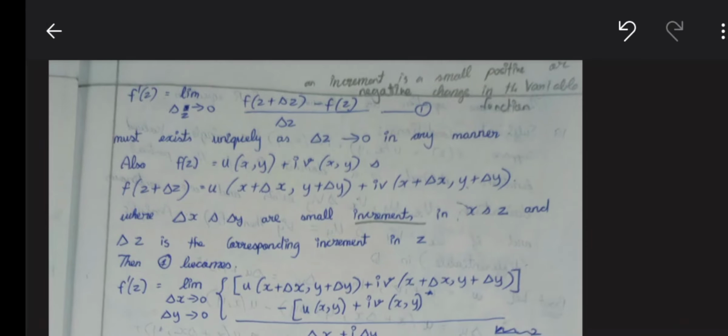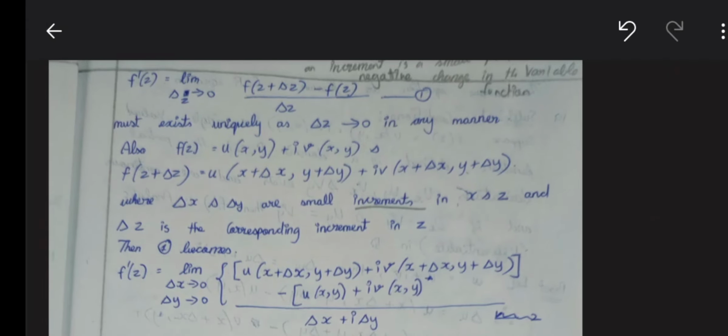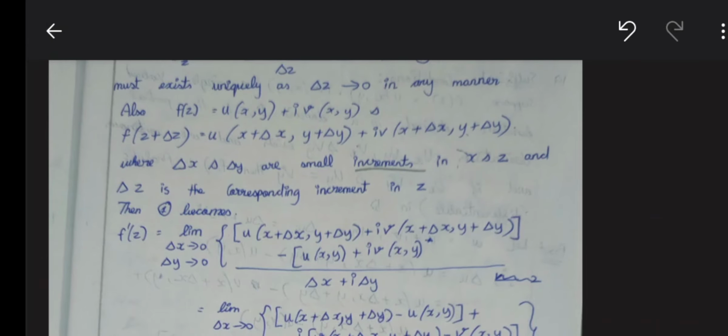It should exist uniquely, that means you can also call it distinct. Also, f of z is equal to u of x comma y plus i v of x comma y, and f of z plus delta z is equal to u of x plus delta x comma y plus delta y, plus i v of x plus delta x and y plus delta y, where delta x and delta y are small increments.